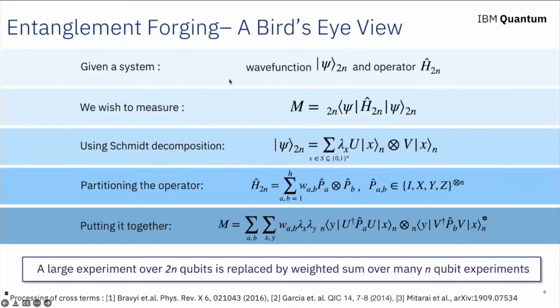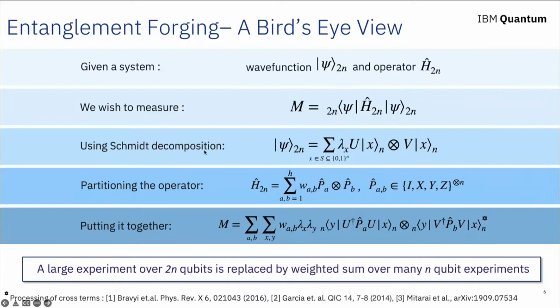So let's assume that we have a system given to us, which is described by this Hamiltonian H, described over 2n qubits, and a wave function that's psi, also over 2n qubits. And we wish to measure an observable or the expectation value of H, and is described by M, which is just the quantity shown here.